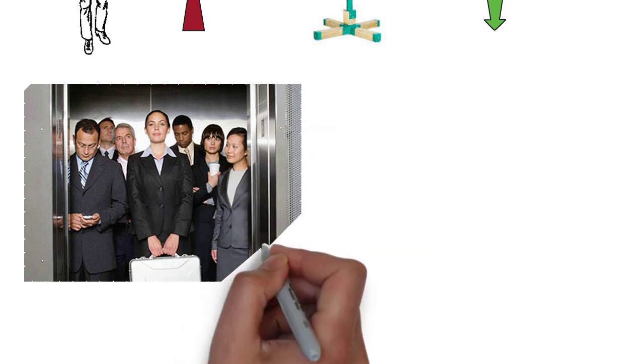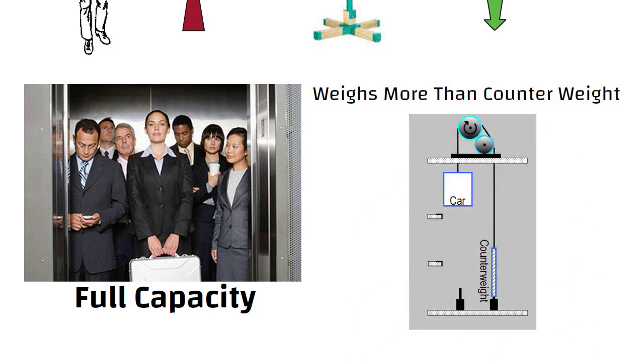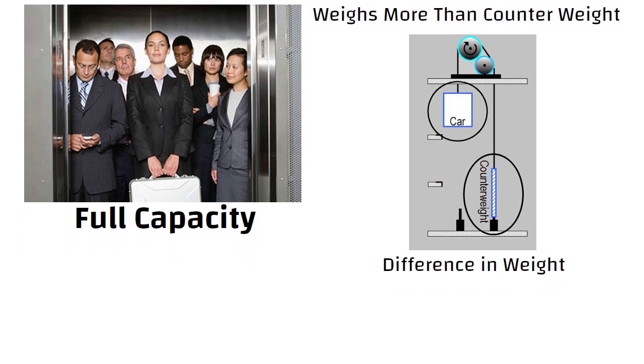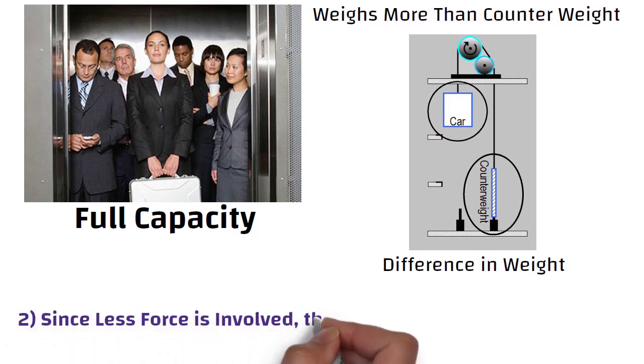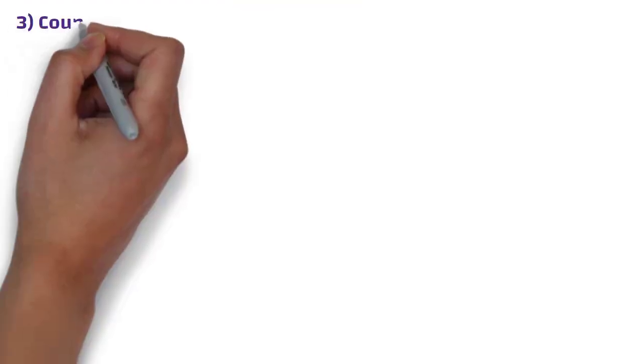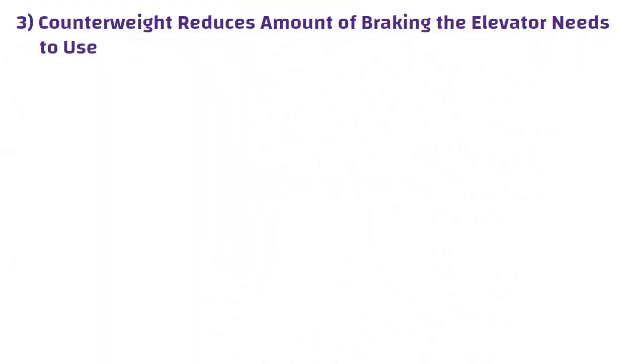Suppose the lift is loaded at its full capacity, which means it weighs more than the counterweight. But in this case, the motor has to lift only the difference in weight between the two and supply a bit of extra force to overcome friction in the pulleys and so on. Since less force is involved, there is less strain on the cables, which makes the elevator a little bit safer. The counterweight reduces the amount of braking the elevator needs to use.